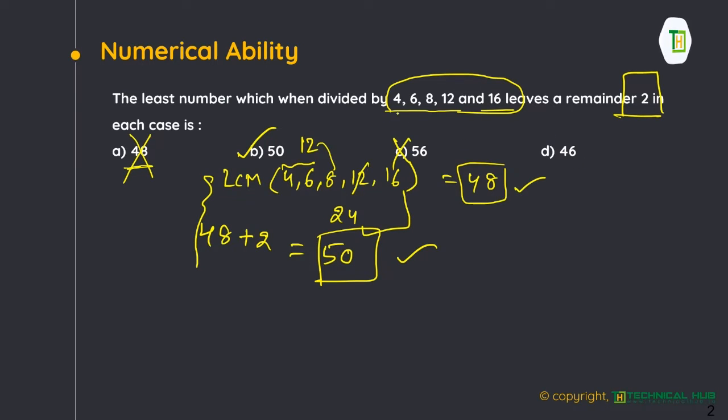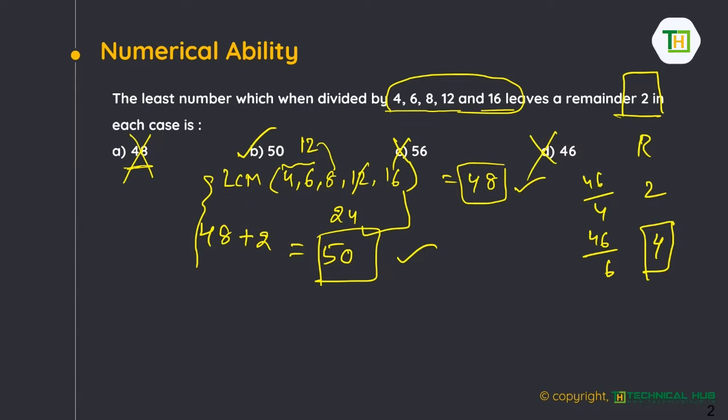46. 46 divided by 4, remainder is equal to how much? 2. And similarly, check 46 divided by 6 also. What is the remainder? 6 sevens are 42 and remainder is 4. But you want the remainder to be 2 in each and every case, but you got a remainder 4 in this case. So you can eliminate the fourth option also.